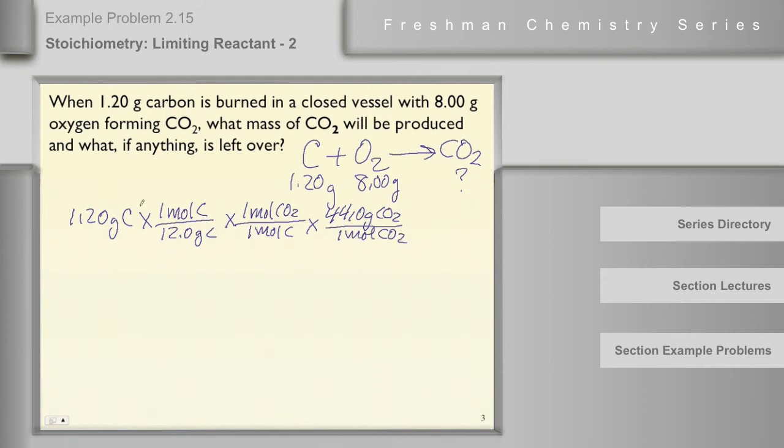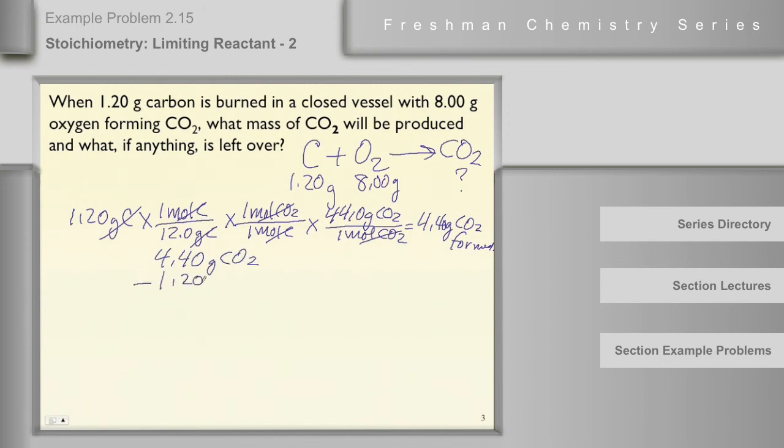Now, you see this madness works. Grams cancel, moles cancel, moles cancel. Our answer is in grams, and I got 4.4 grams of CO2 formed. Okay? 4.40 approximately.